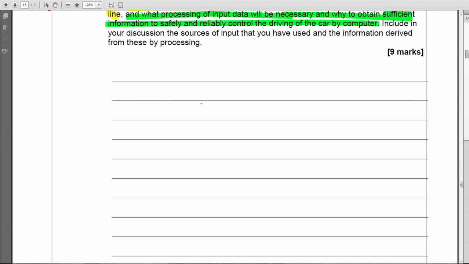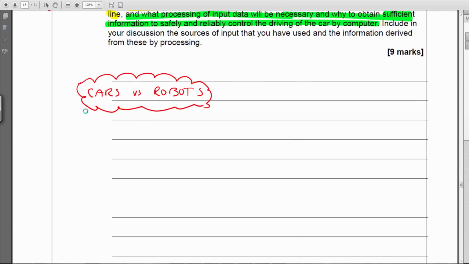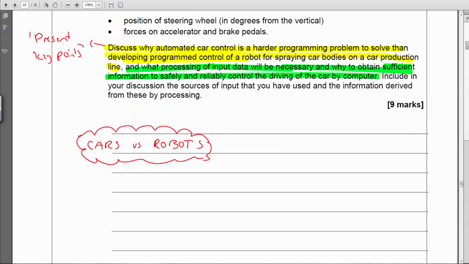So let me do a bit of a plan. Right, so cars v robots, like something out of a movie. So this is for the first part of the question. I know technically they're both kind of robots, but the first thing that's going to be clear is that the robots spraying paint are going to be in a very controlled environment. It's not going to be a changing environment, whereas cars are on a road. It's very unpredictable. Human behaviour is unpredictable. They might be driving alongside other automated cars, but also cars driven by humans. So it's much more unpredictable.